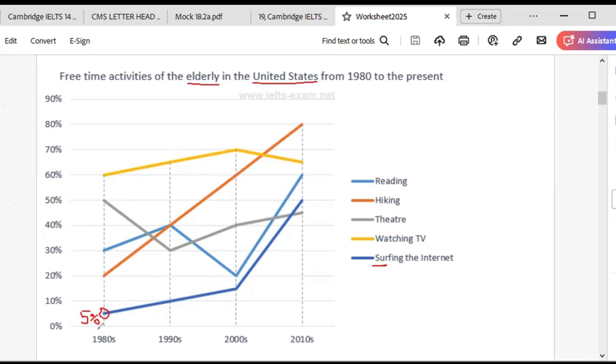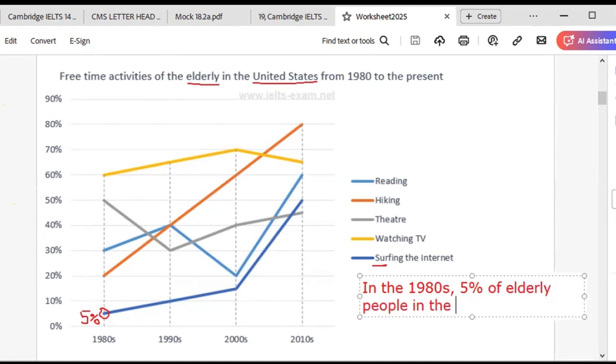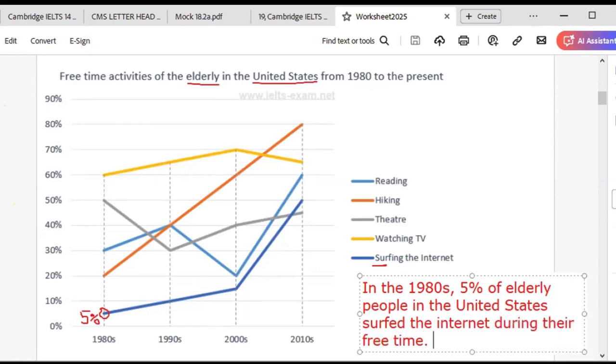What it basically means is that in the 1980s, let me type it out. I already mentioned that this graph is about elderly people in the United States. So what is my interpretation of this 5% that I've circled here? How do I construct the sentence for it? In the 1980s. Notice that that's where they wrote it. They did not say 1980. 1980s refers to from 1980 to 1989. It's a period of 10 years, a decade. So we say in the 1980s, 5% of elderly people in the United States surfed the internet during their free time. That's how to interpret.